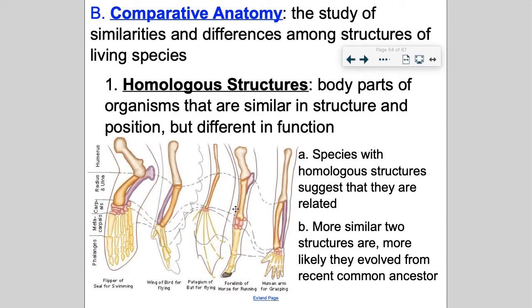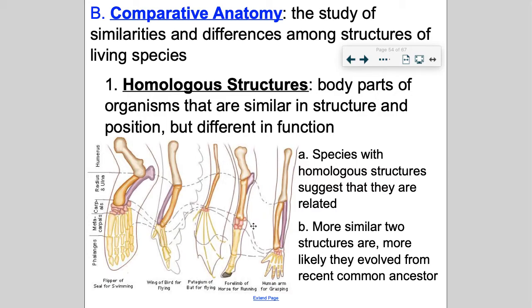But do they carry out the same job? No. Okay? The flipper's for swimming. The bird and the bat, flight. The horse to run. Human arms, grasping objects. Okay? So, we all share the same structures, but we carry out different jobs. So species with homologous structures suggest that they are related.